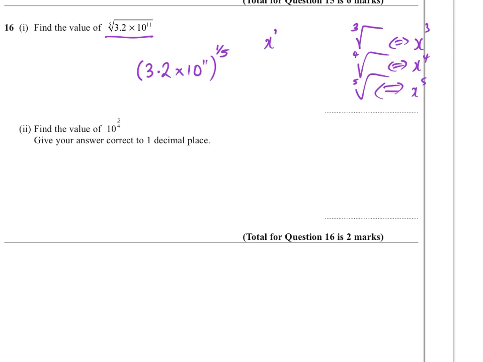So if you have x squared, the inverse of squaring is square rooting, and we don't usually write a little 2 there, we just put the square root sign. If you want to cube something, then its inverse is cube root, and so on.